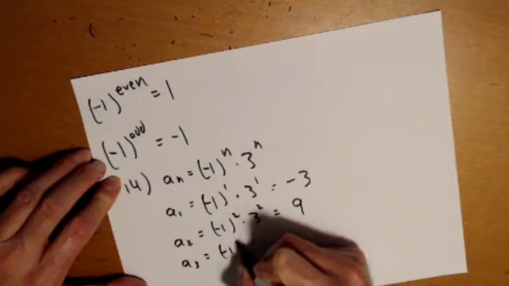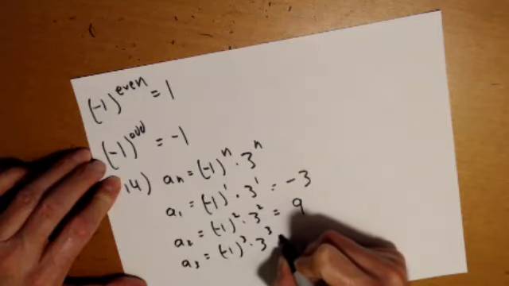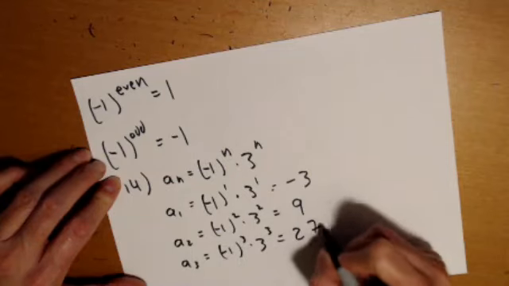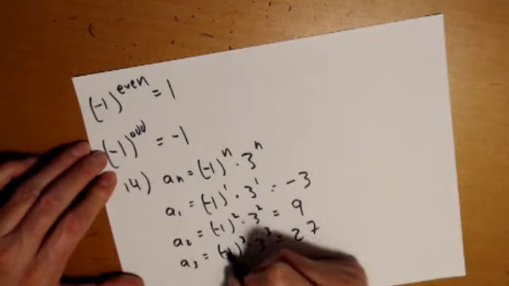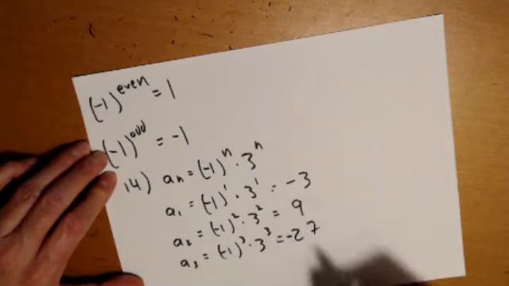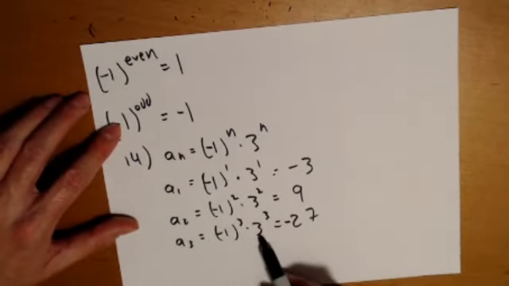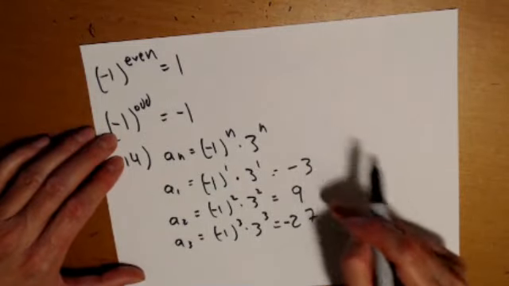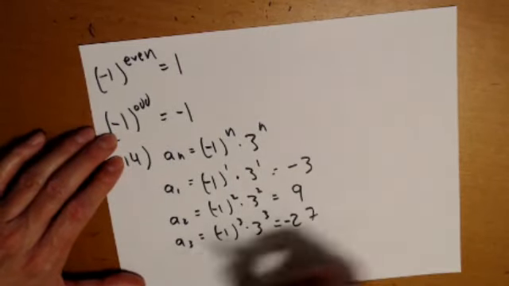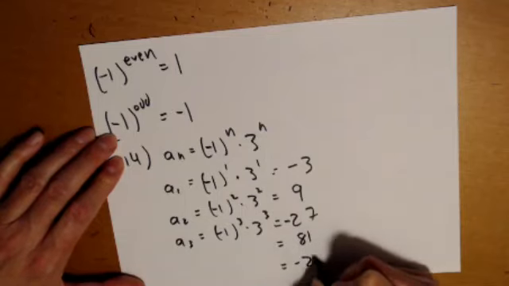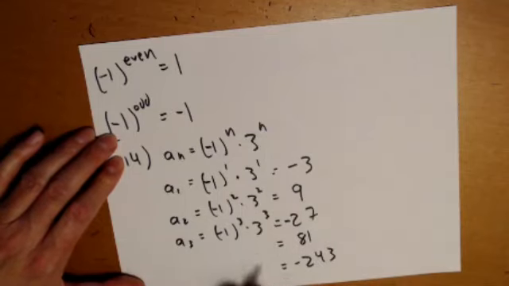A3, negative 1 to the 3 times 3 cubed. So this is negative because it's odd, times 3 cubed, 27. What the? Negative. This is negative. What did I just say? So negative 1 cubed is odd, so it's negative times 27. See how it's alternating? Negative, positive, negative. So then the next one's going to have to be positive, and the next one's going to have to be negative. And if you do the work, you can confirm that.